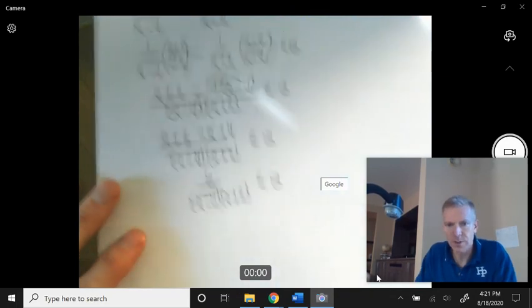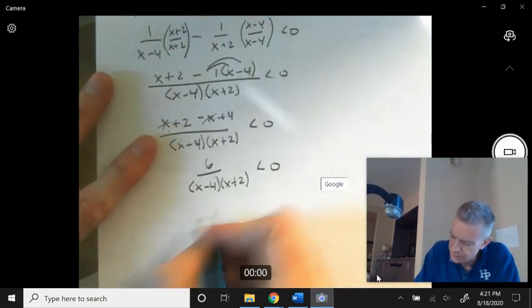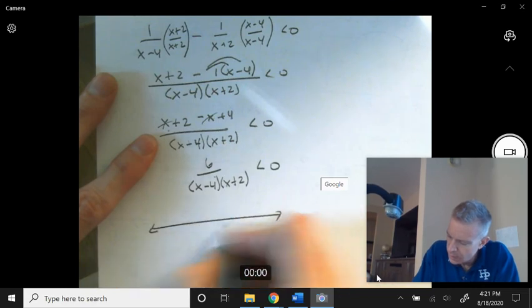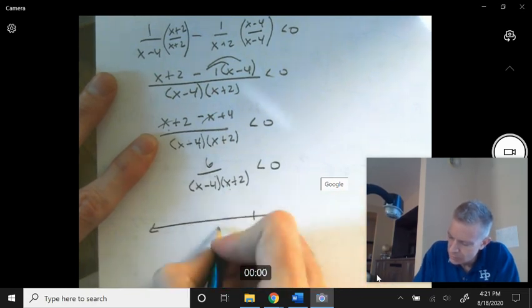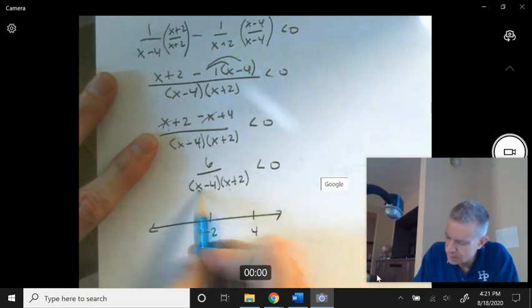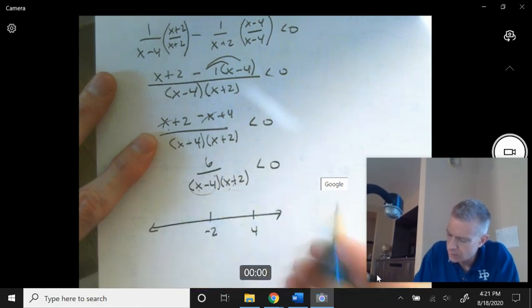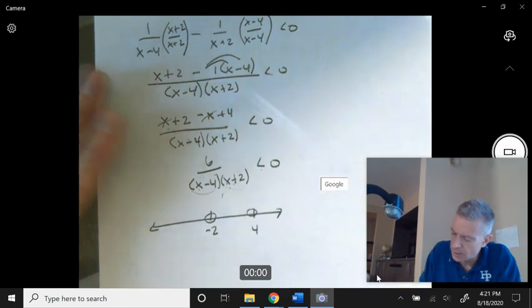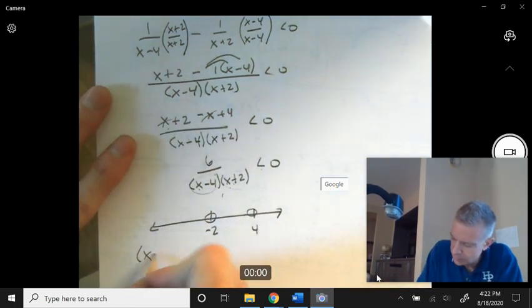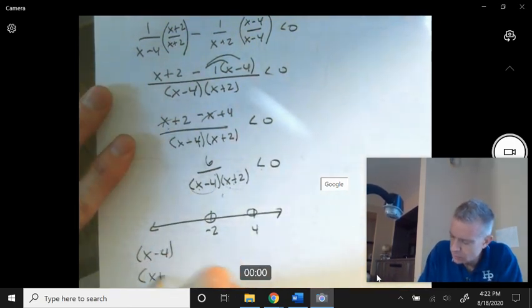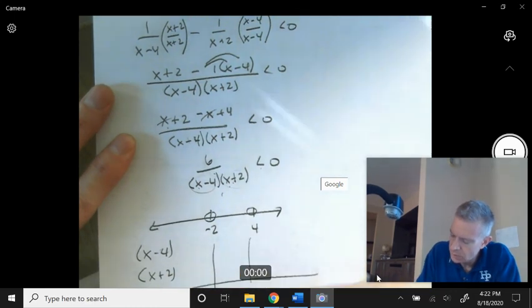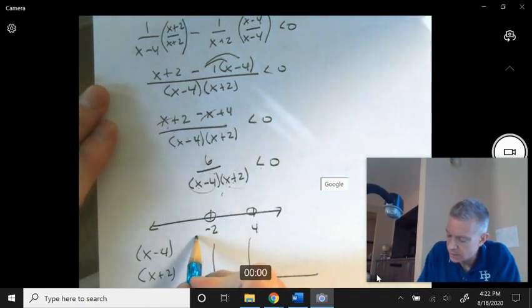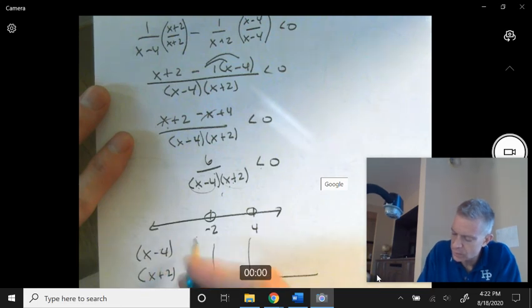Now notice there's only 2 things to check. So we've got a +4 and a -2. +4 makes this 0, -2 makes this 0. They're both open circles because of this, but also because they're in the denominator. It's x minus 4, x plus 2. Less than -2, let's take when x is -3. -3 minus 4 is negative.